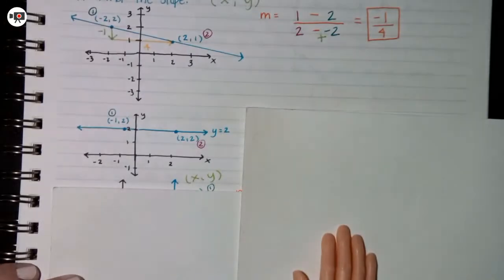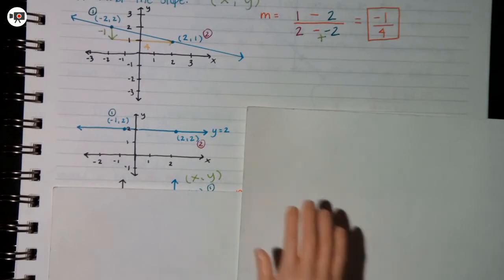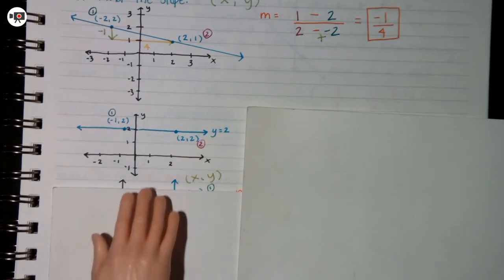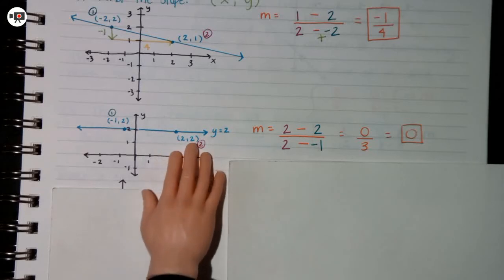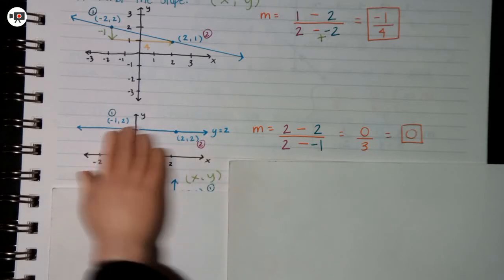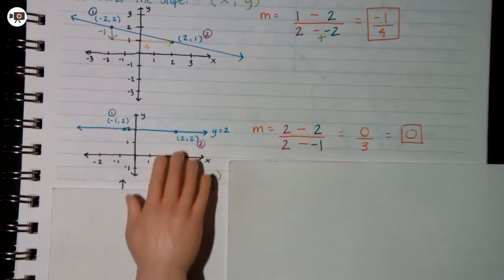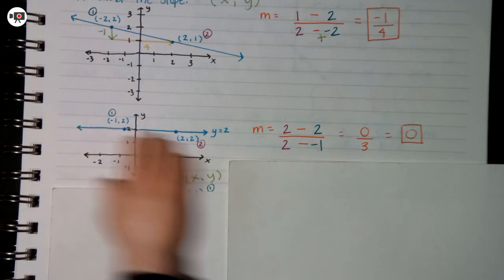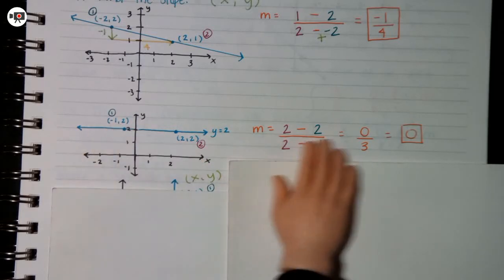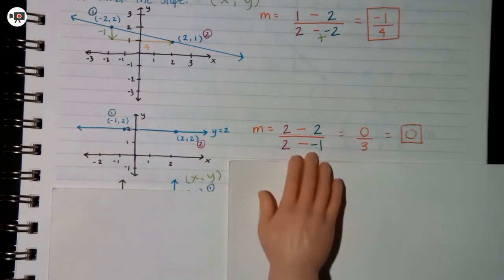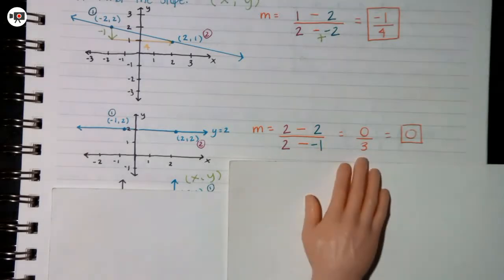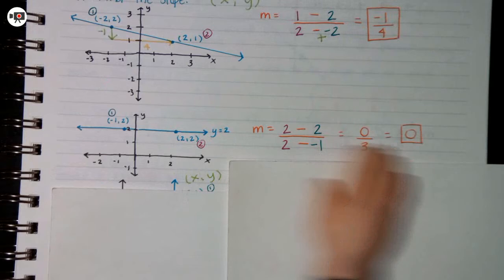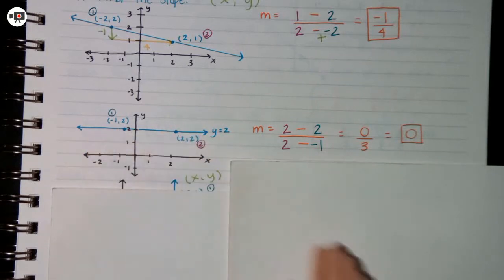Here we have y equals 2, and so if I take my formula and do the y from point 2 minus y from point 1 over x from point 2 minus x from point 1, 2 minus 2 is 0, 2 minus negative 1 is 2 plus 1, which is 3. 0 divided by anything is 0. So the slope here is 0. It's a flat line.